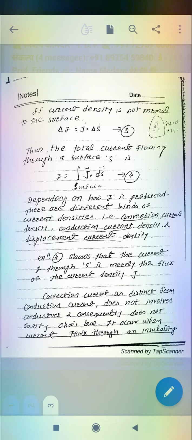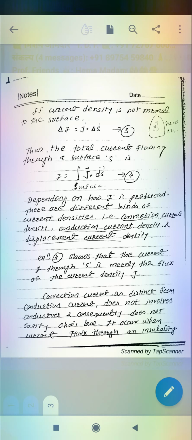Depending on how I is produced, there are different kinds of current densities: convection current density, conduction current density, and displacement current density. Equation 4 shows that the current I through S is the flux of the current density J.